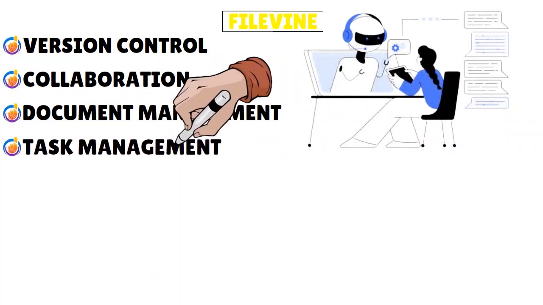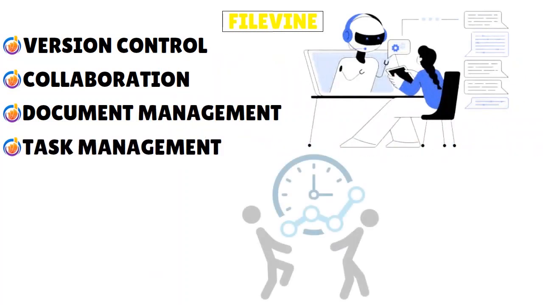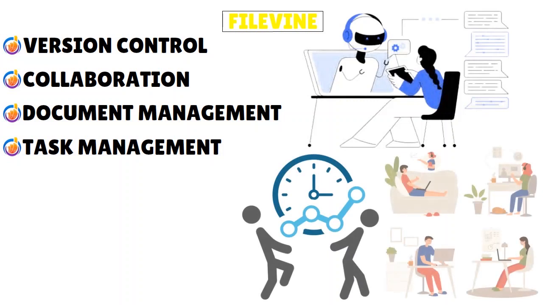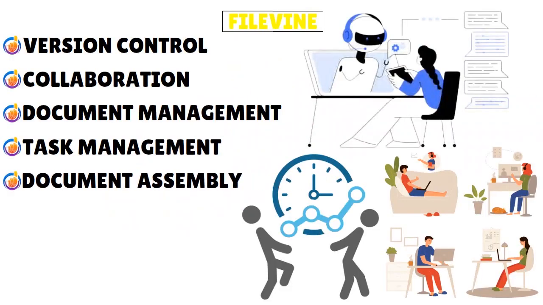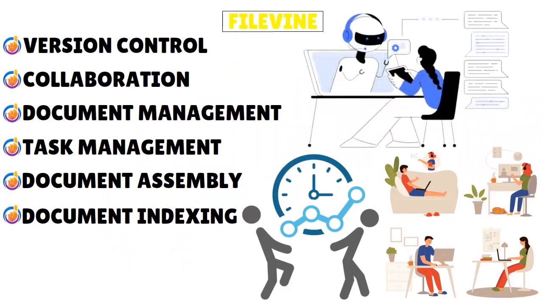You also have task management. So when we talk about task management in general, we're speaking about productivity, profitability, and consistency. So this is not just doing something overnight and having success. No, it's all about, let's say, a long-standing commitment to productivity. And Filevine helps you do that in terms of task management and document assembly and document indexing. Also key criteria, if you will, within Filevine. We love that a lot.